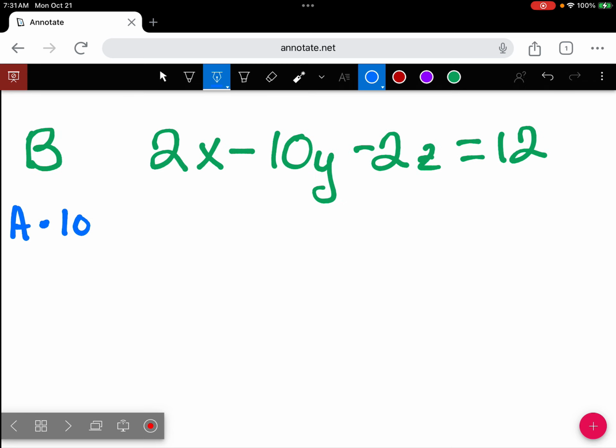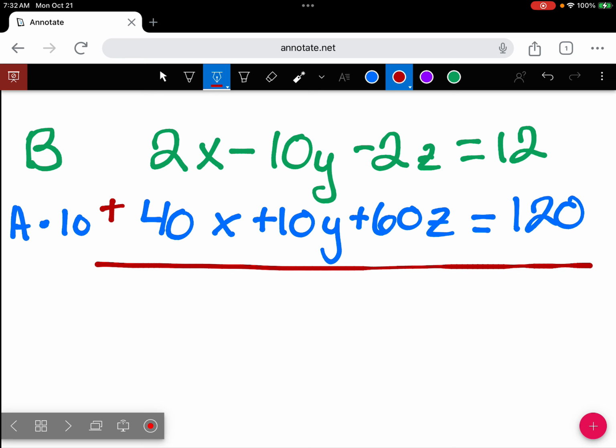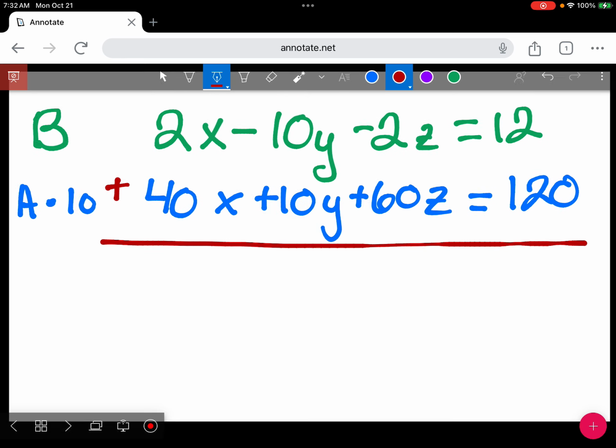So if I take all of A and multiply it by 10, we are going to have 40x plus 10y plus 60z equals 120. So I've taken my A equation and my B equation, and I've made those y variables match, and so that pair of equations I'm going to add together using elimination.